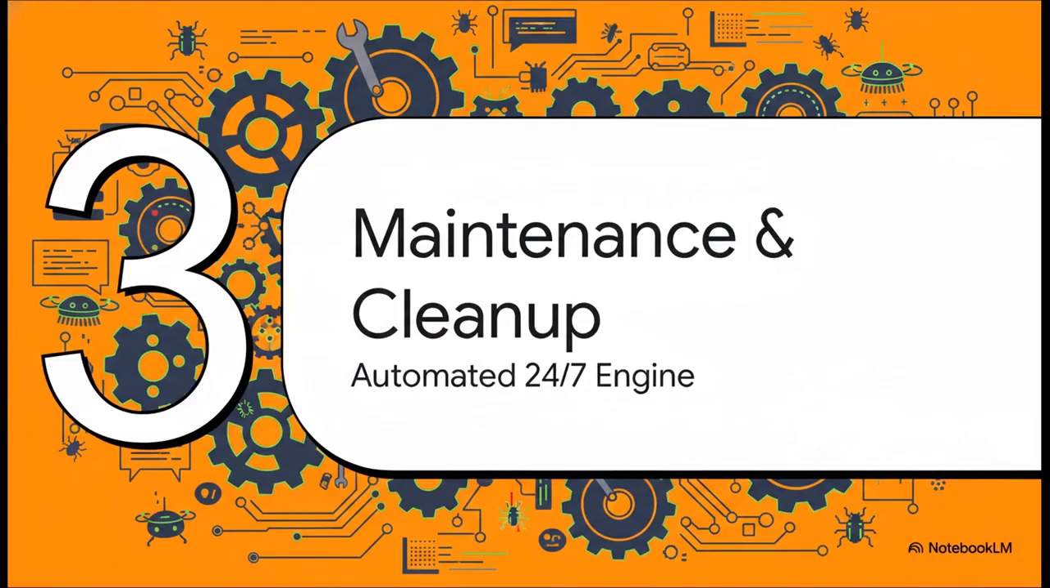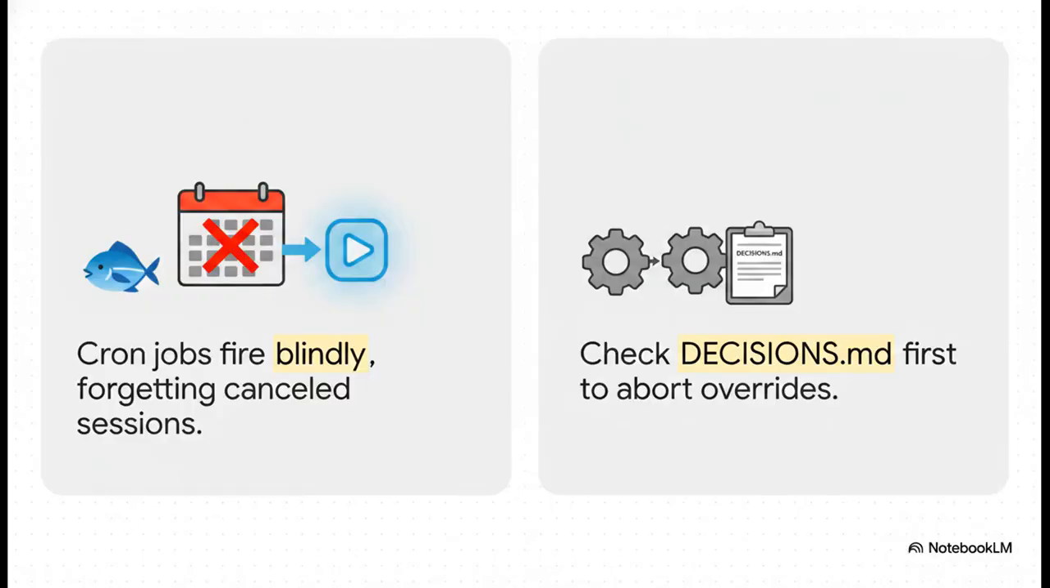Next up is Section 3, maintenance and automated cleanup. Now, if you're using automated cron jobs, you're going to run into a massive architectural quirk that we call the Dory problem.